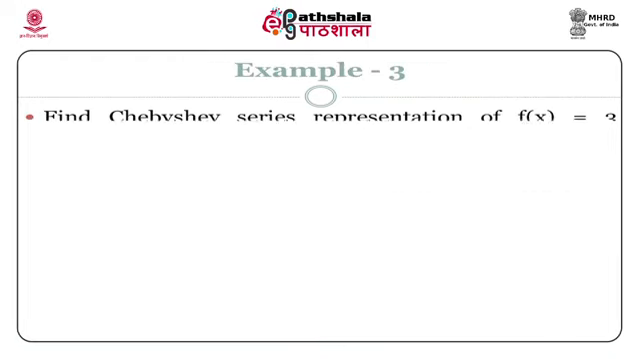Now, this example 3 asks: find the Chebyshev series representation of f(x) equal to 3 into (arc sin x) whole square, x belonging to minus 1 to 1.